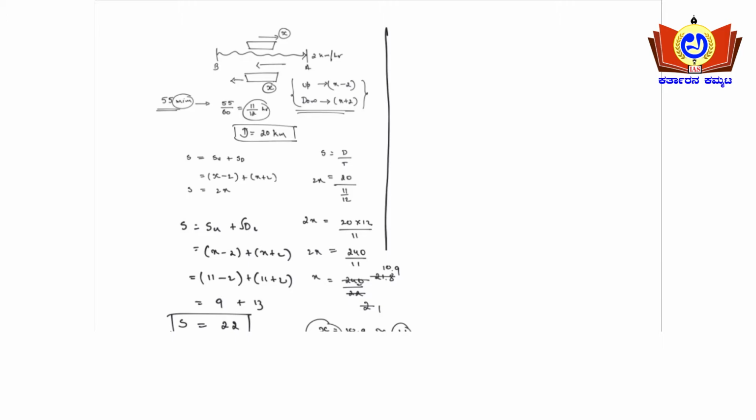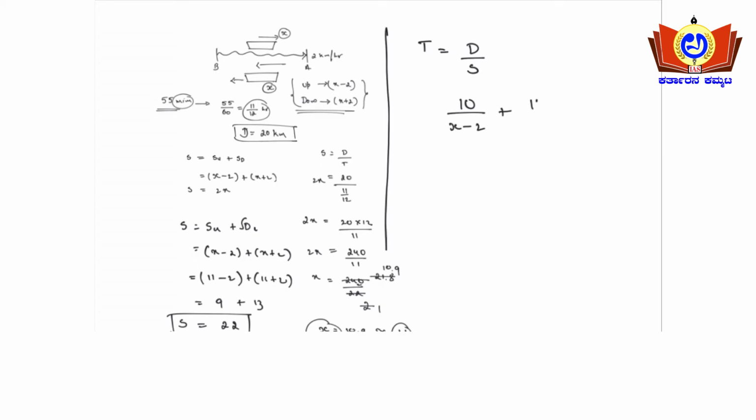For the alternate method, we know that time is equal to distance by speed, yes or no? The same concept I'll be applying here. In the upstream, the distance is 10 kilometers and x minus 2 is the speed.